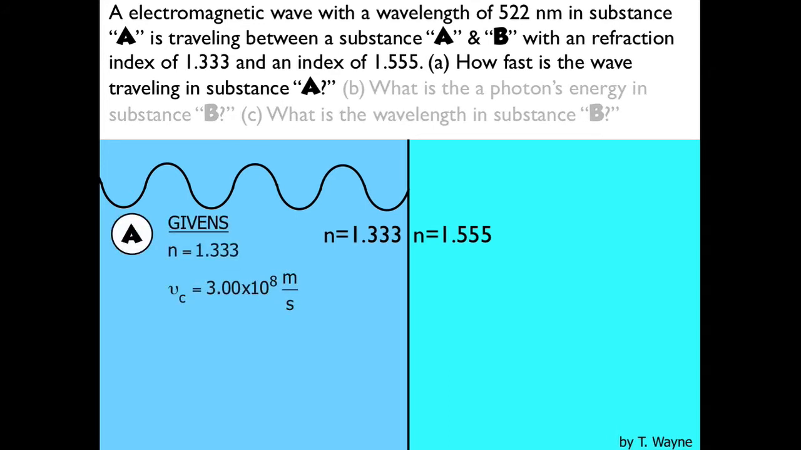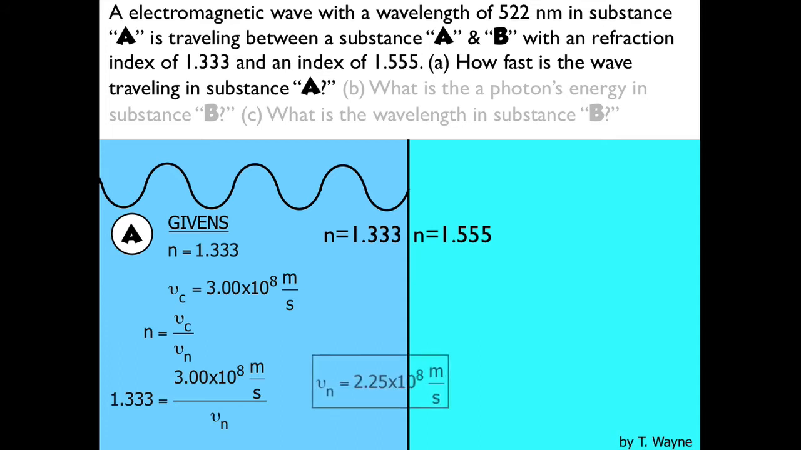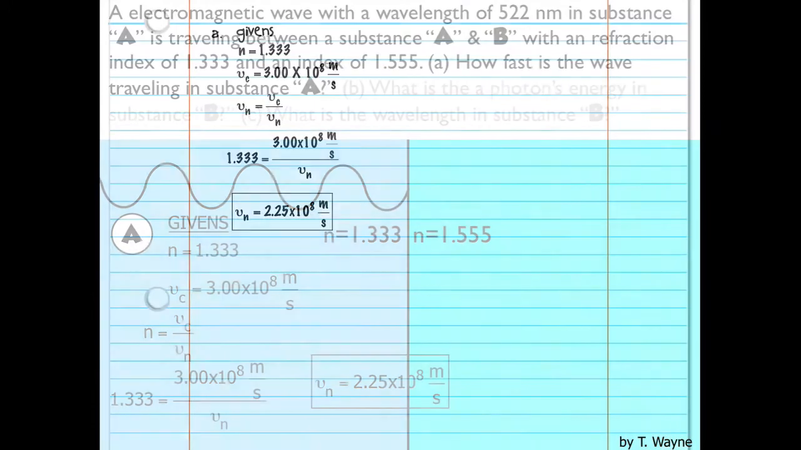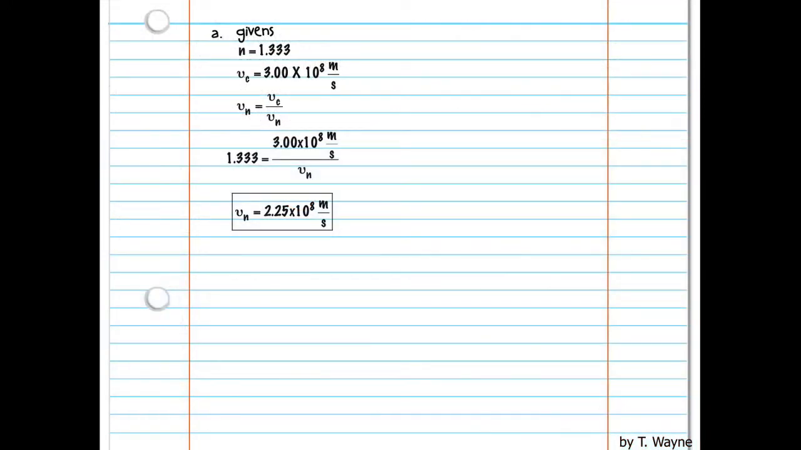If I look at my givens, I know the index of refraction for the substance, and I know the speed of light in a vacuum. And then by definition, the index of refraction when compared to a vacuum is equal to the velocity in the vacuum divided by the average velocity of the light going through the substance. So 1.333 is equal to 3 times 10 to the 8th meters per second divided by the average velocity of light going through the substance. This means that the average velocity of light going through the substance is equal to 2.25 times 10 to the 8th meters per second. On my paper, it would look something like this with a list of givens, the formula, numbers, and units, and then the answer with units.